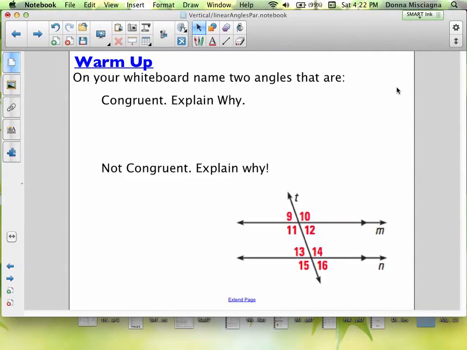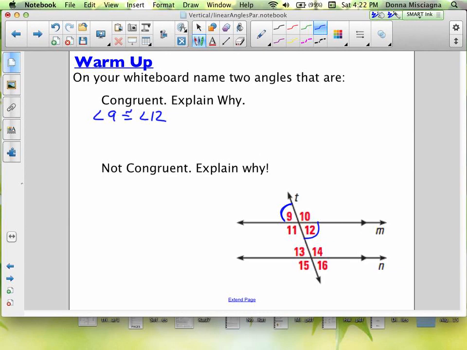are congruent. Angles 9 and angle 12 are congruent. Angle 10 and 11, they're also congruent. Angle 14 and 15 are congruent.